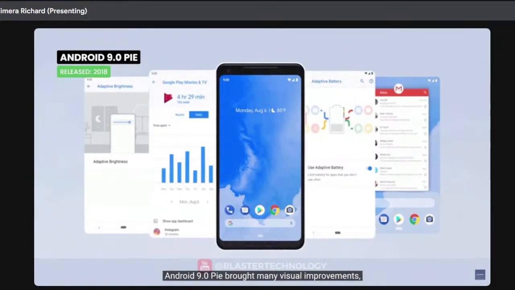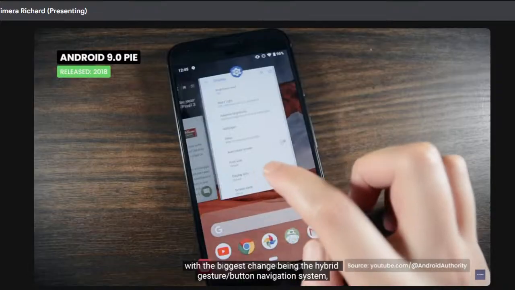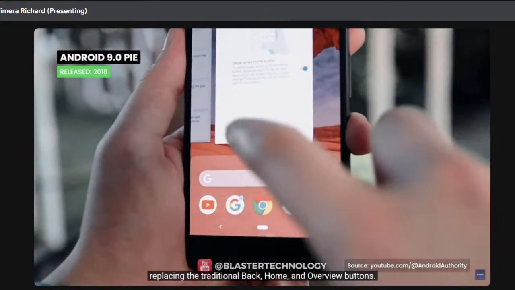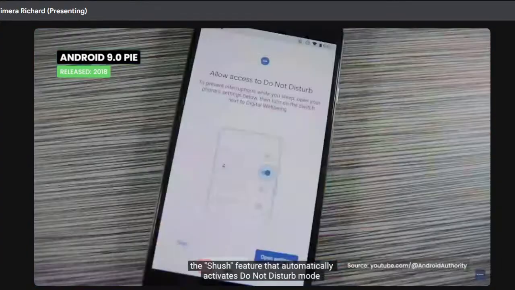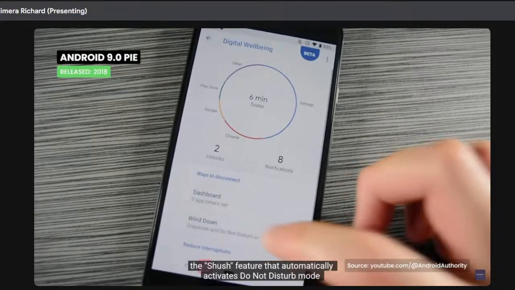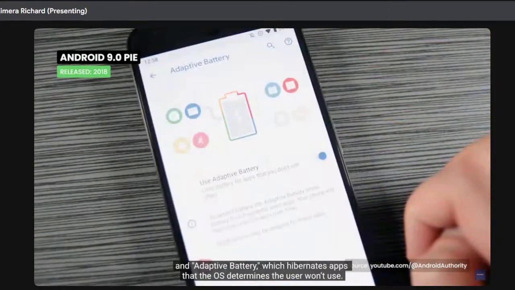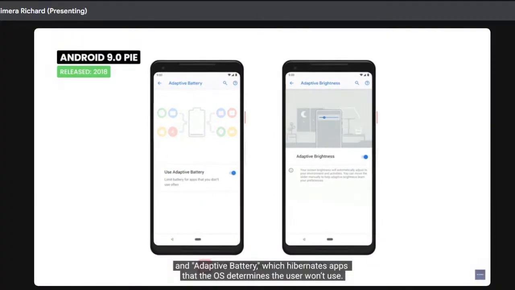Android 9.0 Pie brought many visual improvements, with the biggest change being the hybrid gesture button navigation system, replacing the traditional back, home, and overview buttons. It also brought battery life improvements, the Shush feature that automatically activates Do Not Disturb mode when the phone is placed face down, and Adaptive Battery, which hibernates apps that the OS determines the user won't use.